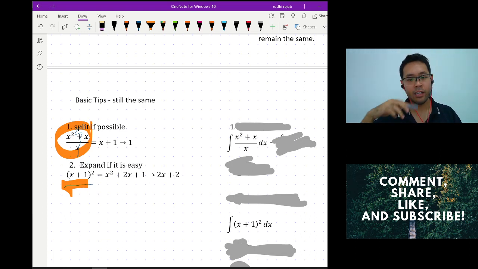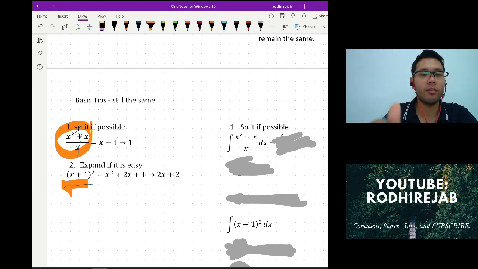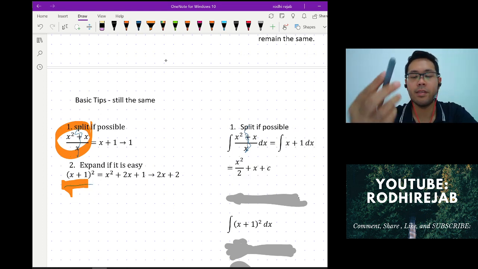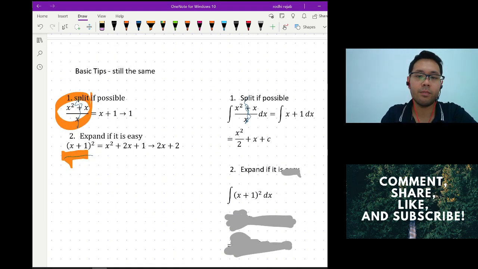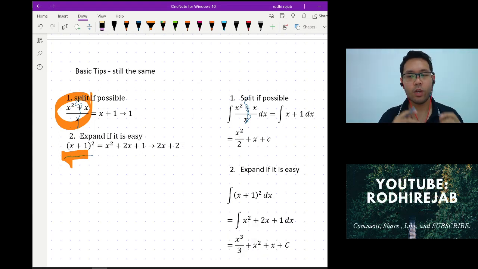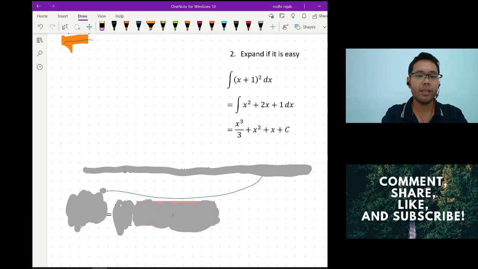It's easy as that. So the idea remains the same for integration. Split if possible. If you can split, you split it up, into two parts, x plus 1, and then integrate that, it becomes easier. And expand if it's easy. So you got something like this, expand it and just integrate it. Boom, as easy as that. What do I mean by something not easy? Let's say to the power of 3, to the power of 5, and that's certainly not easy. All right, so we can go on now.